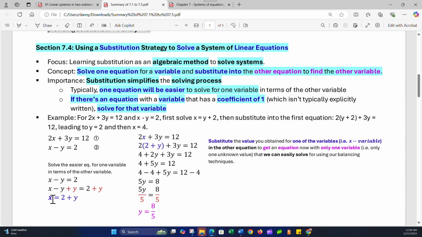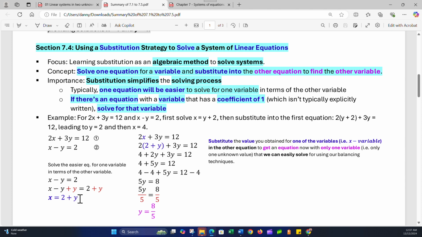It's basically saying in terms of the other variable, which means you're not just getting a number. It's not like x is 7, which we're used to. That's what we like. No, it's going to be x equals something plus a variable, or it could just be that variable for that matter. So again, we chose to solve for x in terms of y.